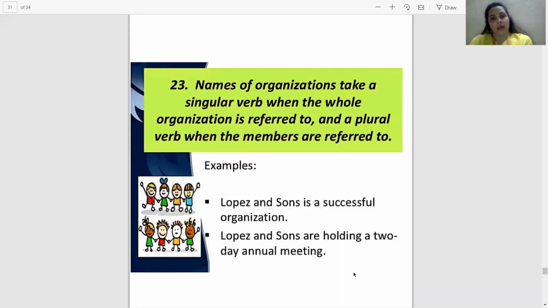As we all know, organizations are at times named on the person's own name, or on the name of their family members. So when we talk about Lopez and Sons being a successful organization, we're talking about the organization. But when we talk about Lopez and Sons are holding a 2-day annual meeting, then it is these people, Lopez and his sons. So that is why the plural verb is used here.